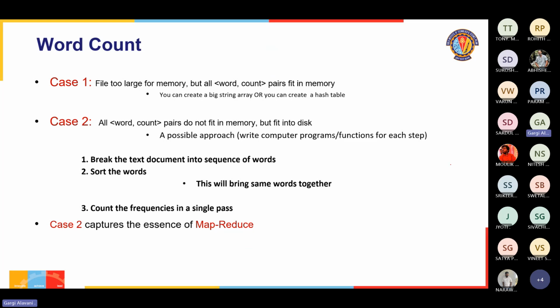So how do you do that? You break the text document into a sequence of words, and sort these words. Once you sort these words, the words will come together, then you count the frequency in a single pass, and then you reduce, you know, get the final count as the output.